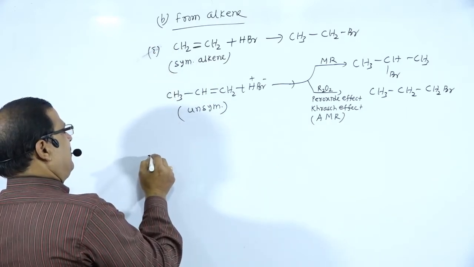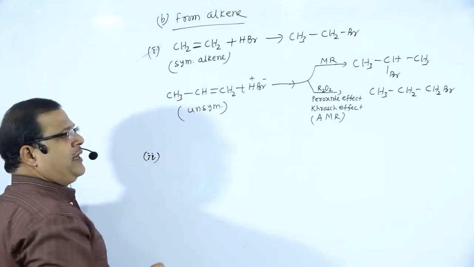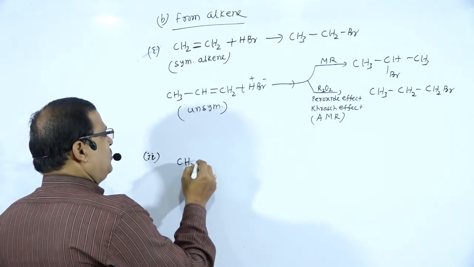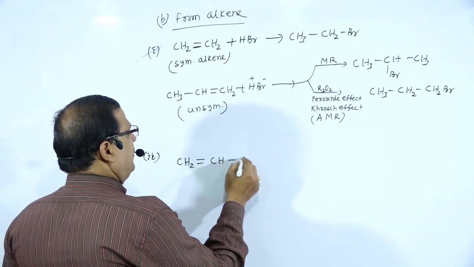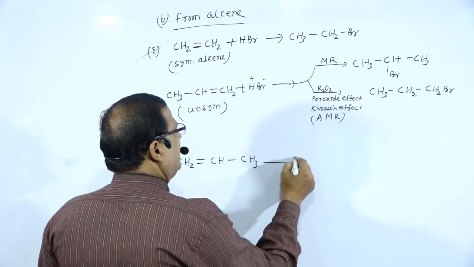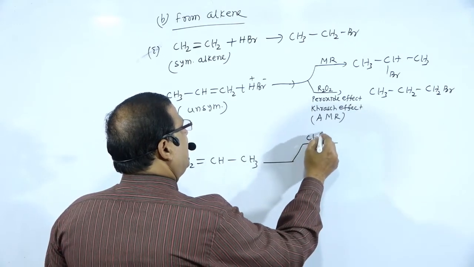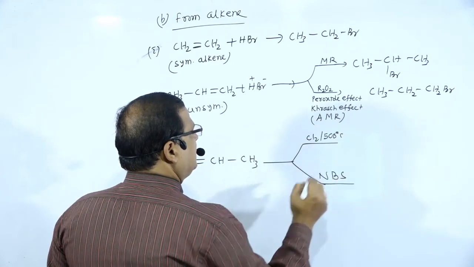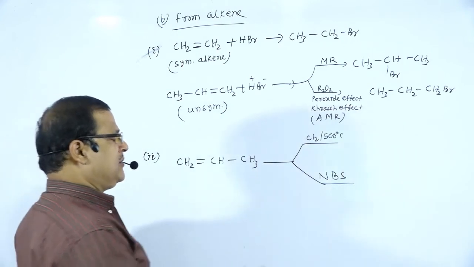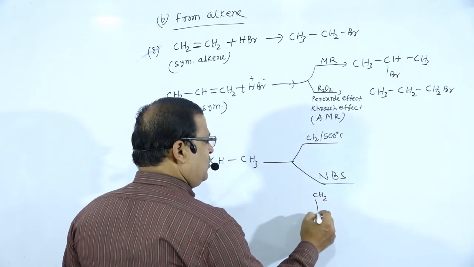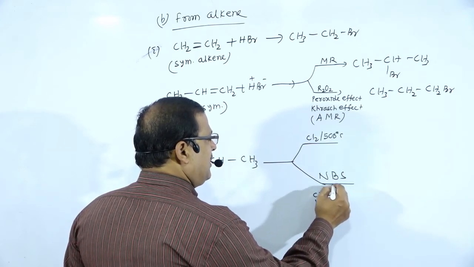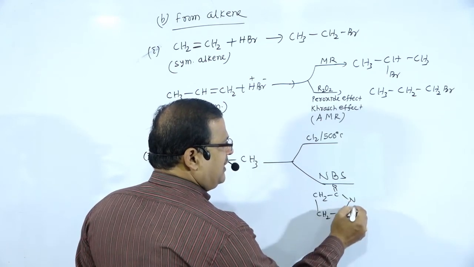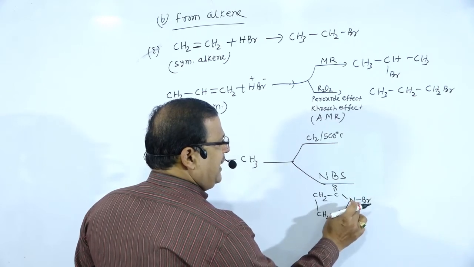And if you take double bonded compounds where there is the formation of alkenes, keeping the double bond constant, for example CH2=CH-CH3, and this compound is treated with chlorine at 500 degrees centigrade, or treated with NBS, N-bromosuccinamide, which is CH2-C=O, C=O, NH, that is succinamide. N-bromo means this hydrogen atom is replaced by bromine.